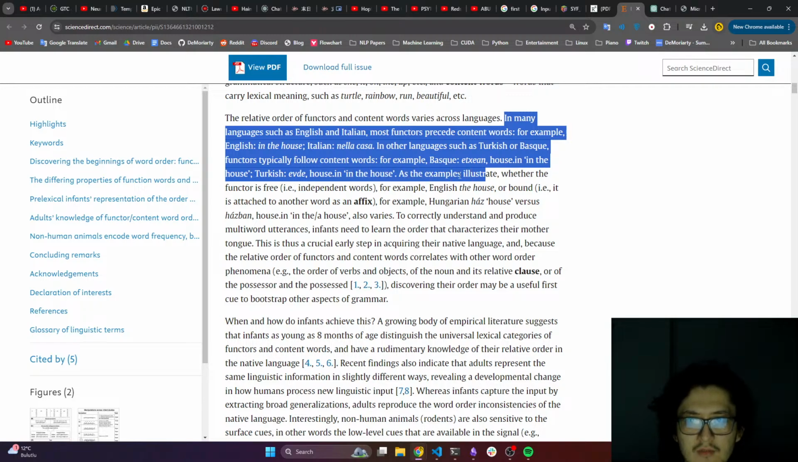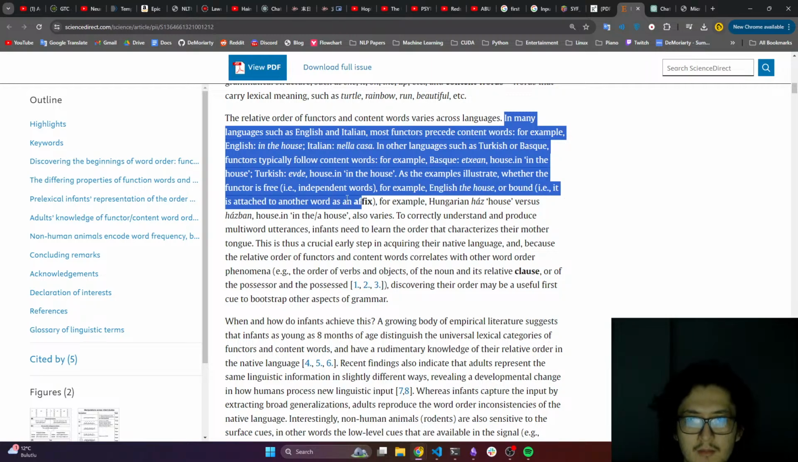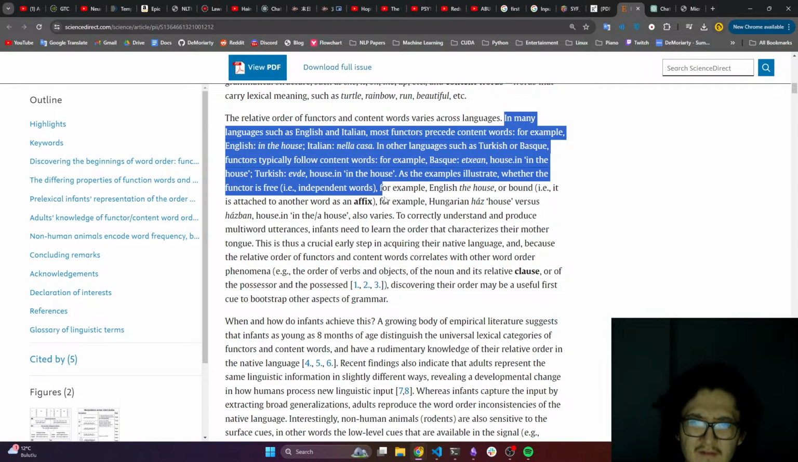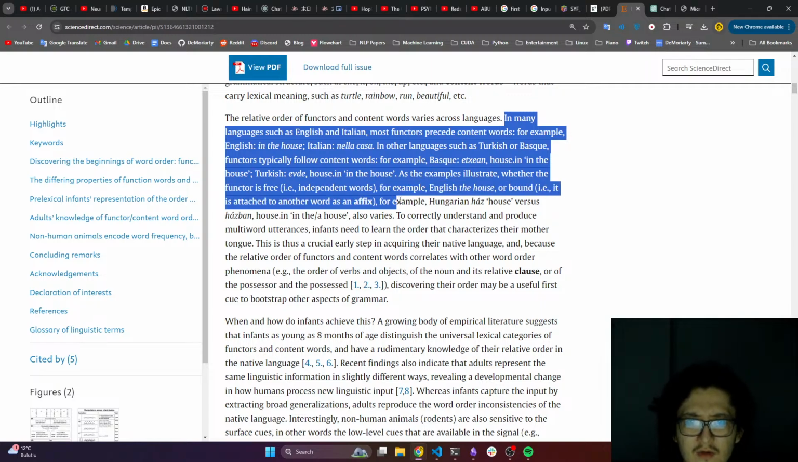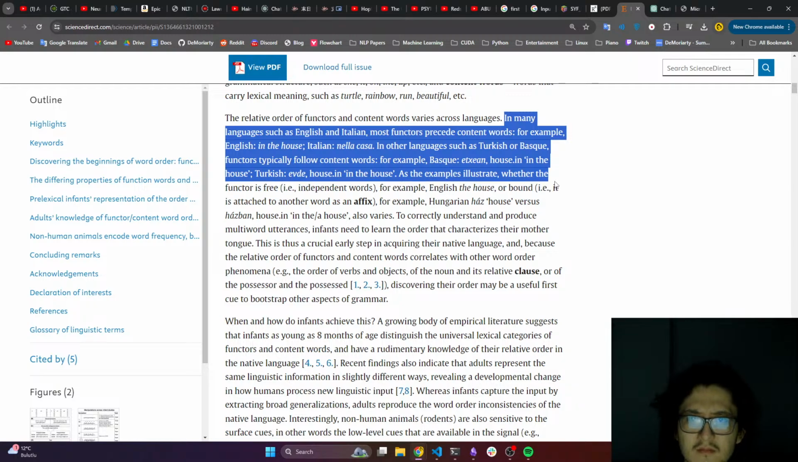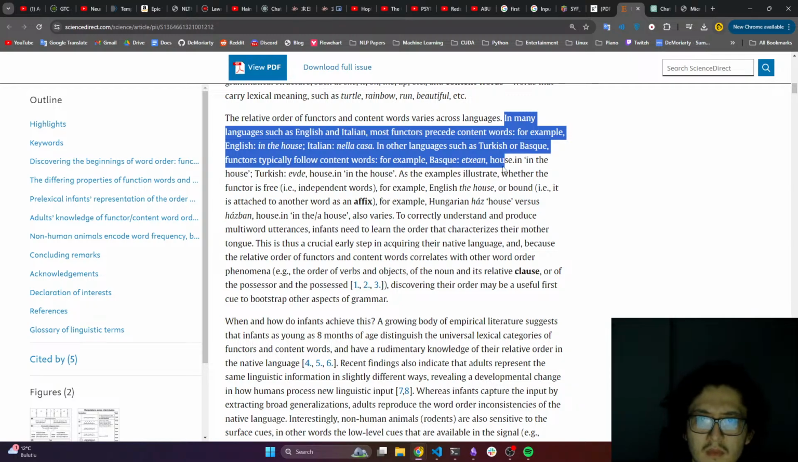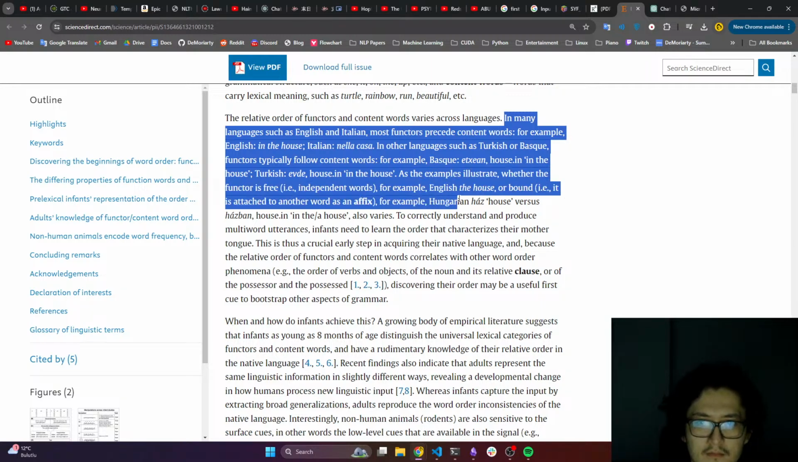As the example illustrates, whether the functor is a free, independent word, for example in English, or bound, attached to another word as an affix, affix, not suffix. For example, English, the house, or bound. Is it suffix or affix? Why do you give two different types of examples? You have an "i.e." and then "for example" here.